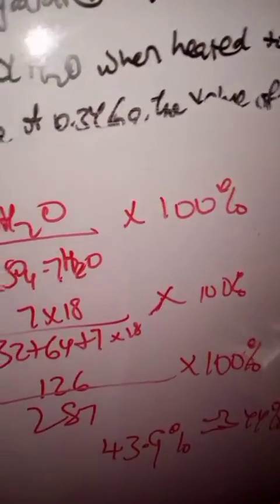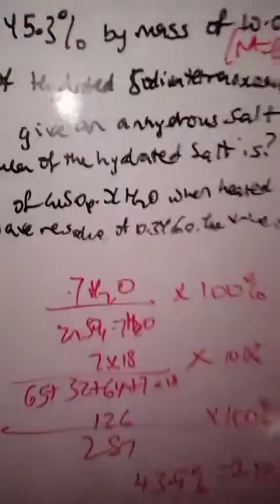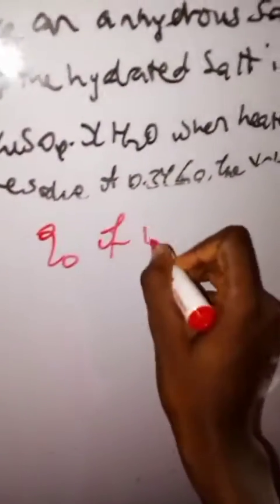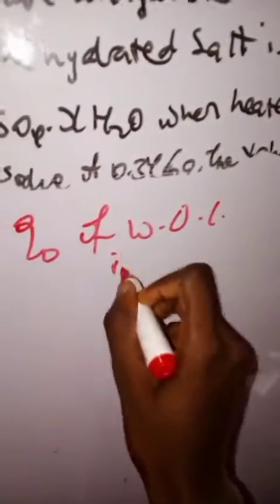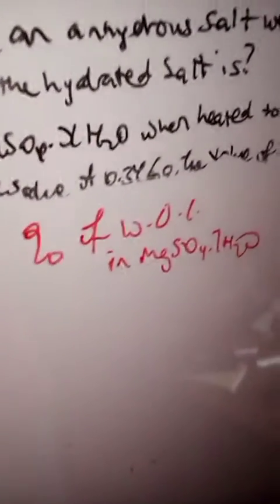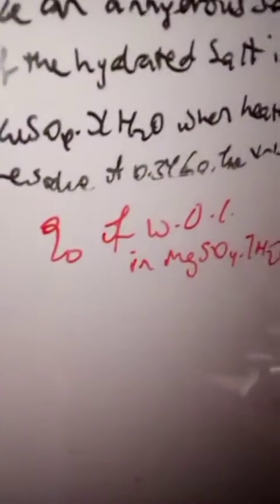Let me give you one to try out yourself. Calculate the percentage of water of crystallization in Epsom salt, MgSO4.7H2O. Let me give you a minute to try that out. Just pause, try it out and move on. So let's solve it together now.